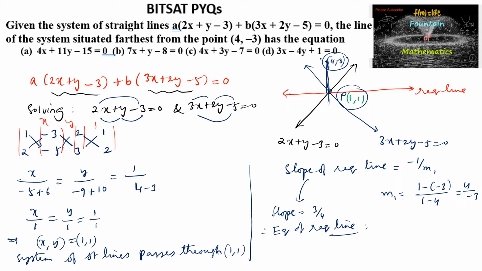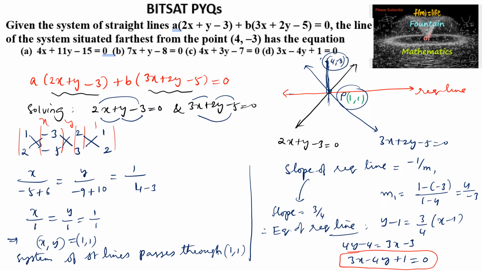Hence the equation of the required line can be taken as passing through the point 1 comma 1 and having the slope 3 upon 4. So y minus y1 is equal to m times of x minus x1. That is 4y minus 4 is equal to 3x minus 3, or we can write 3x minus 4y, and minus 3 plus 4 is plus 1, is equal to 0. So this is the required line which is passing through the point 1 comma 1, and it is at the farthest distance from 4 comma minus 3. The meaning of farthest from the point means the perpendicular will be passing through this line. So we can go with option D.